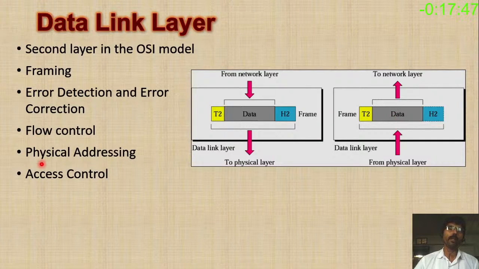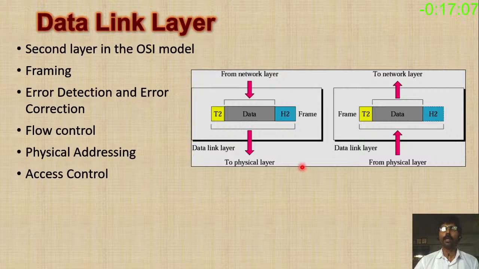The next job is called physical addressing. This data link layer also provides a physical address called the MAC address. Each computer is identified in a network by a unique MAC address. Actually, this MAC address is physically located in your network interface card that is used by this data link layer for transmitting. The next and the last job is access control.